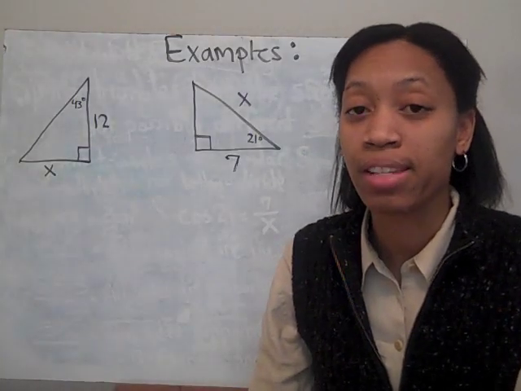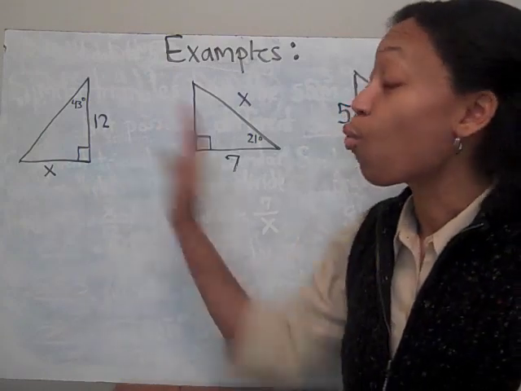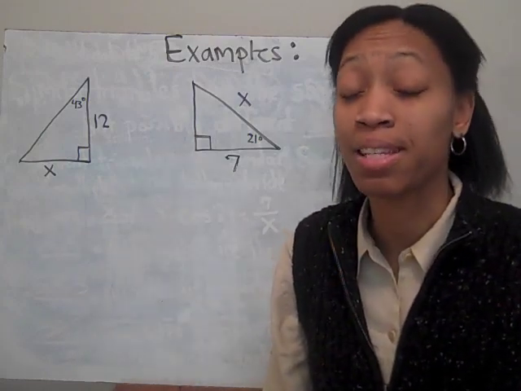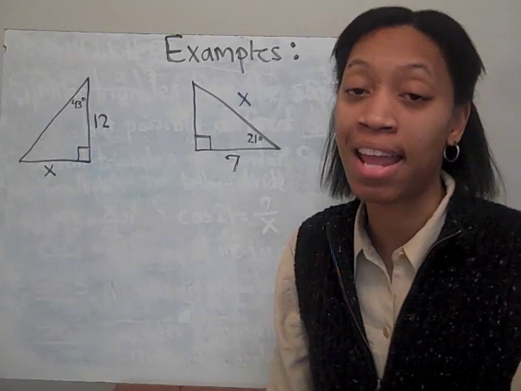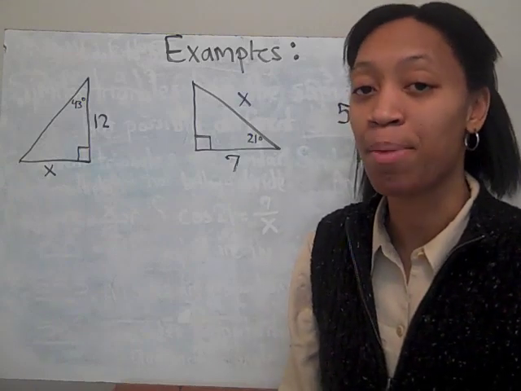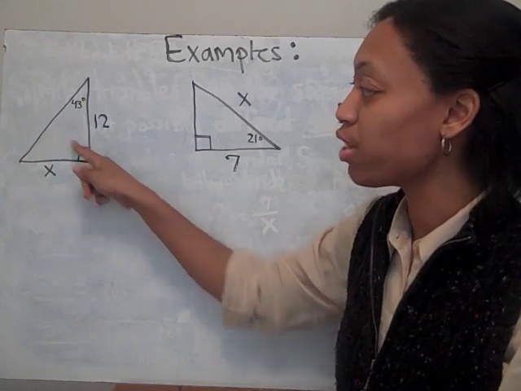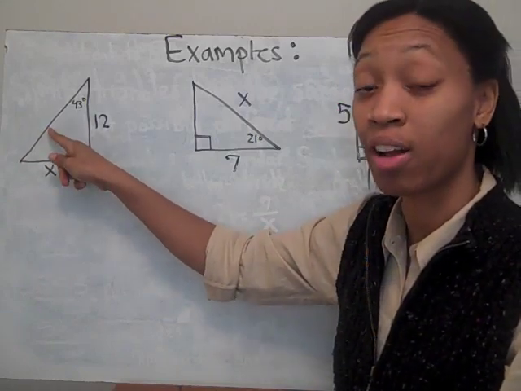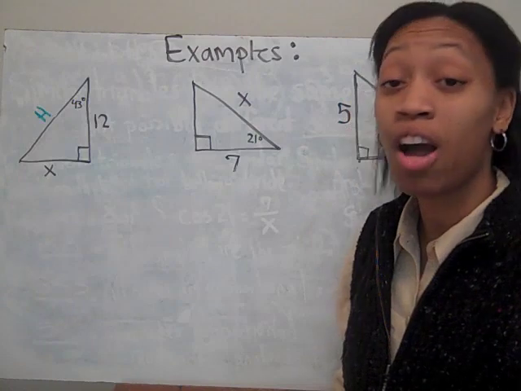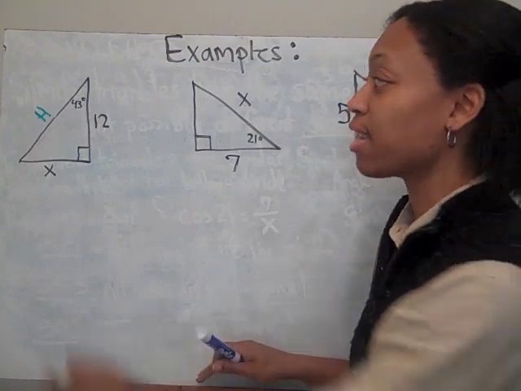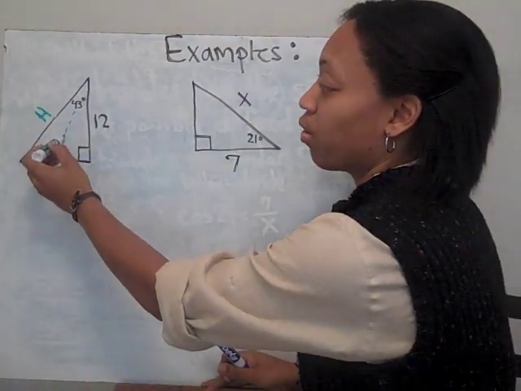Alright, here are 3 examples. For the first one, what I want you to do first to solve these problems is to label the sides O, A, and H. Which one is the hypotenuse? Well, here's my 90-degree angle. The hypotenuse is right opposite from the 90-degree angle. It's the longest side. The opposite side is the side that's opposite from the angle.